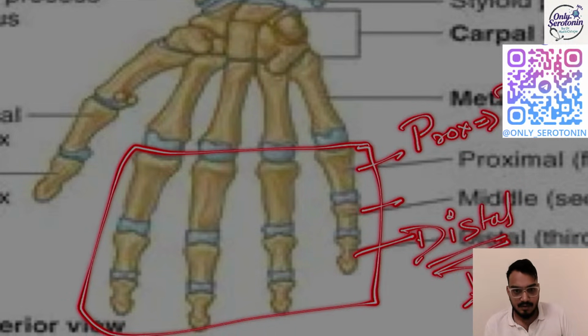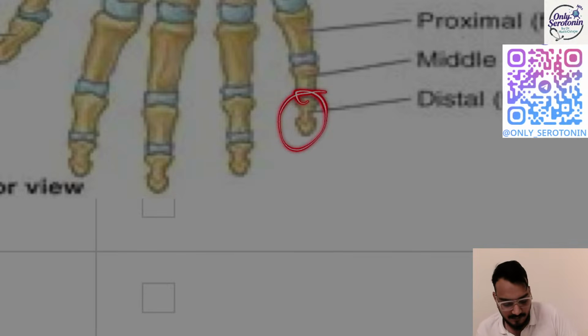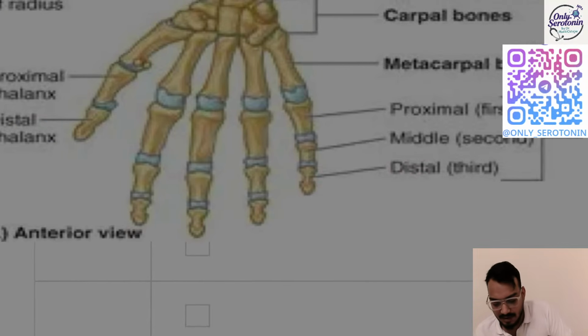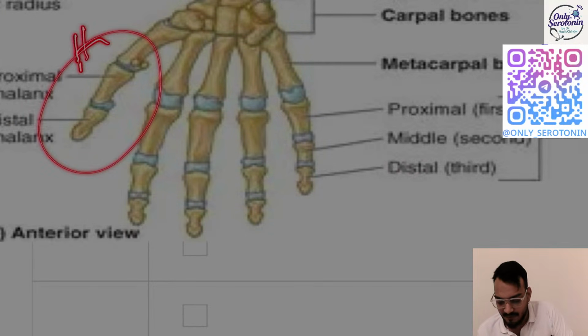Right? This is the farthest one from your body's midline. That's why it is the distal one. Important to know here is that the thumb is having what, guys?